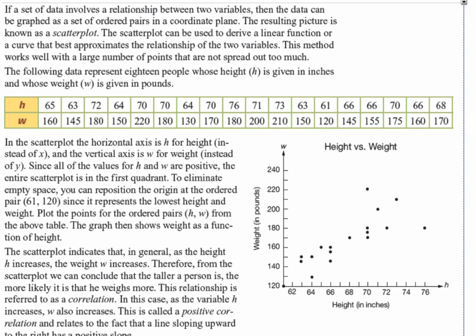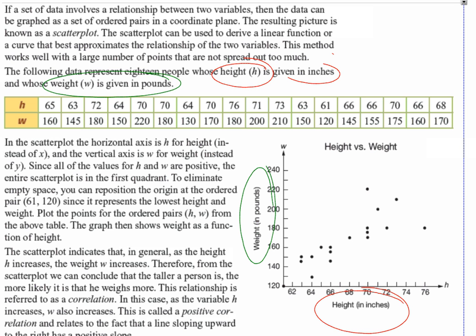You guys don't have this in your notes, but this is in your book. And this is the data. This is a scatter plot. And it's used to represent 18 people whose height is given in inches. So height is in inches, it tells us. And you can see that that's right there, right? That the x-axis of the scale is height in inches. And it says whose weight is given in pounds, and that's this side of the scale, weight in pounds. And the correlation is, as you increase in inches, you increase in pounds.